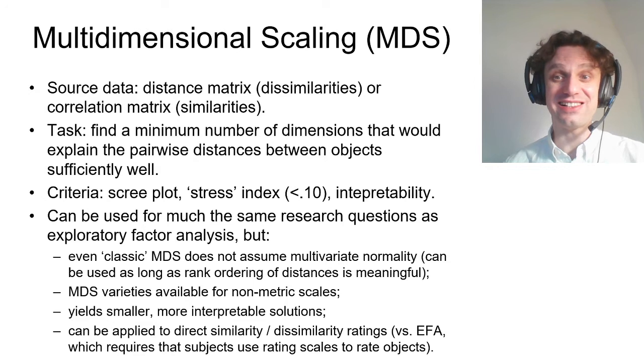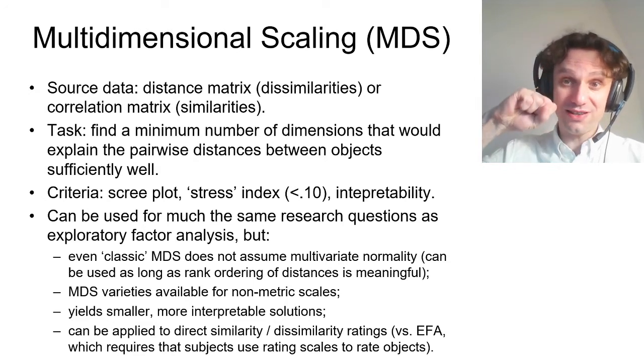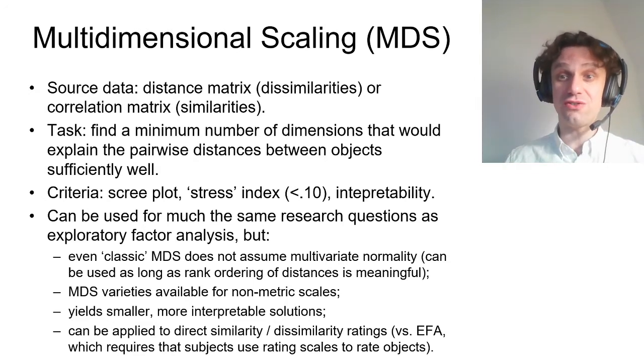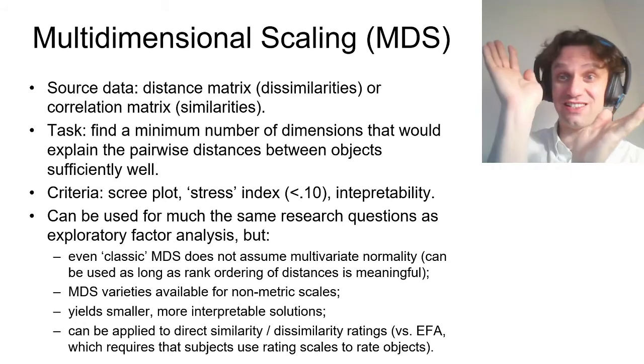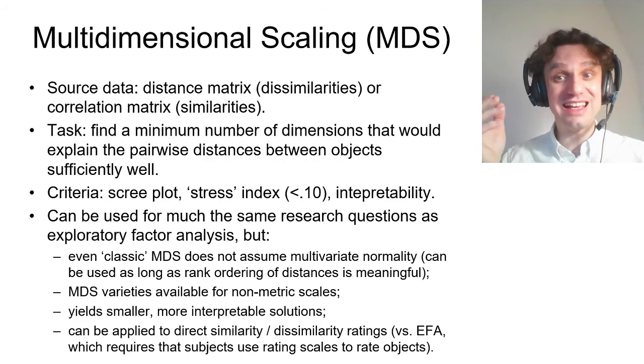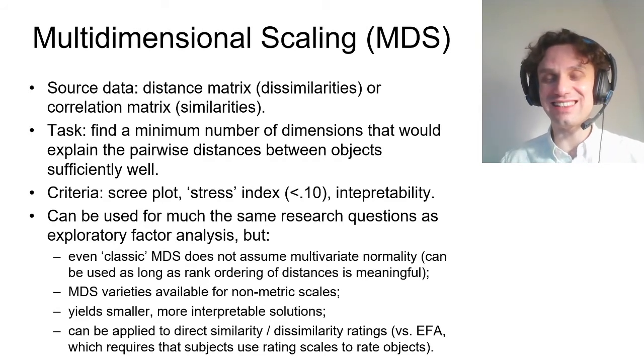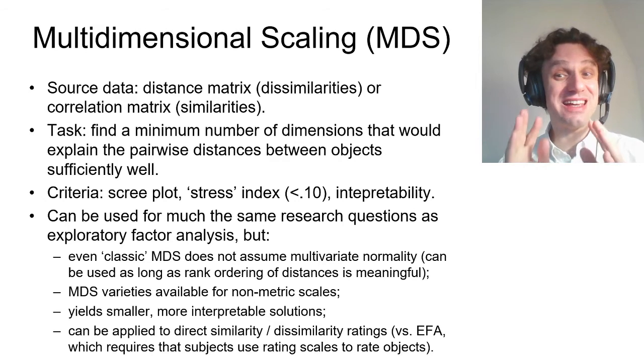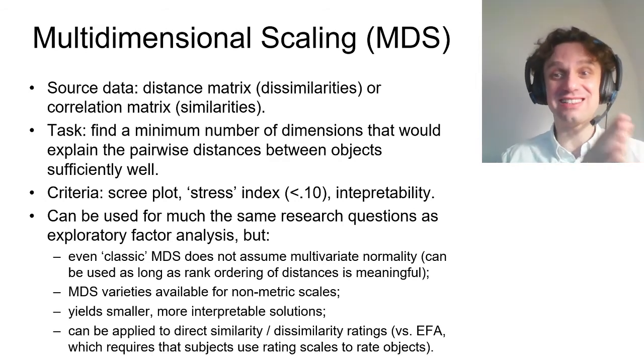But unlike cluster analysis, which tries to join individuals or variables into groups, multidimensional scaling tries to identify dimensions that would optimally explain these distances. So essentially, it's something in between factor analysis and cluster analysis.